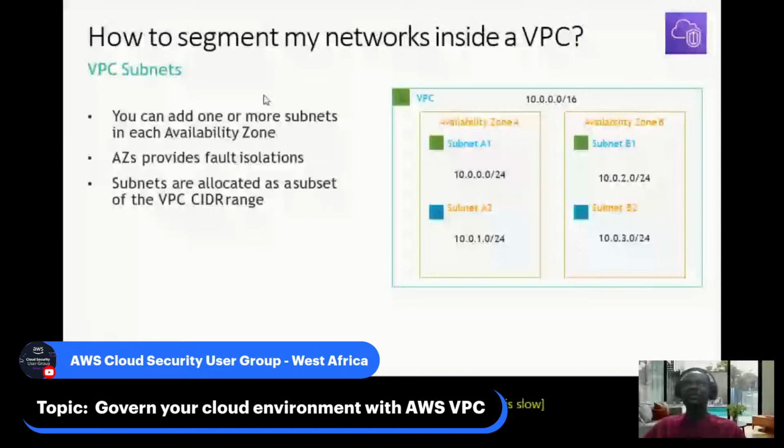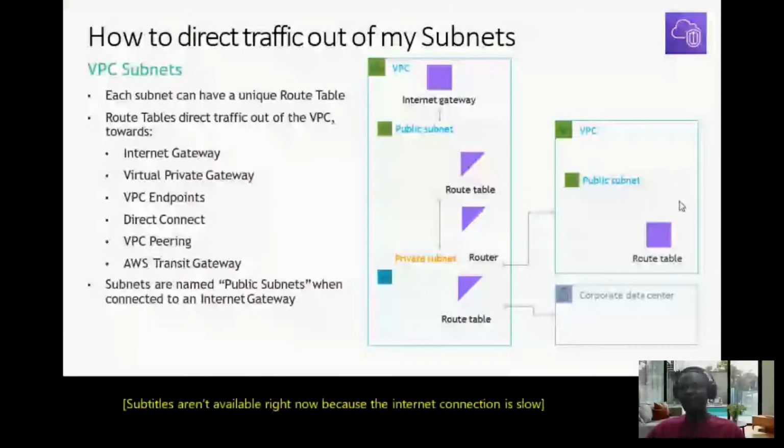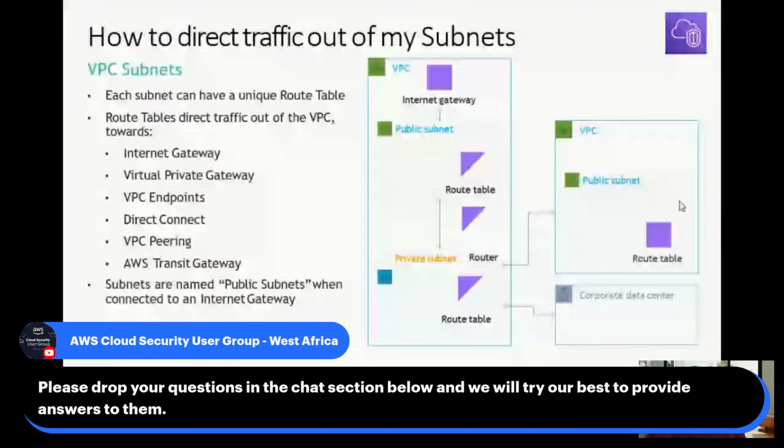So we have another thing. Now, how to direct traffic out by subnet, within a particular availability zone. Each subnet can have a unique route table. The route table is what routes traffic out of the VPC towards the internet gateway. You can direct it to an internet gateway, an endpoint, sharing, and also through the AWS transit gateway. And public subnets route to the internet gateway, otherwise abbreviated as IGW.